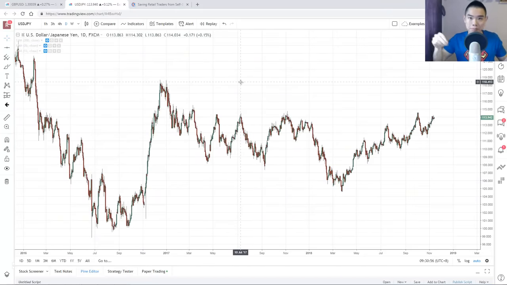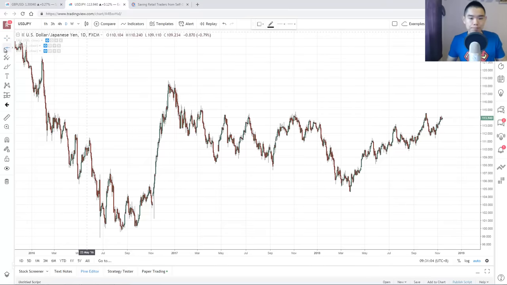It's like taking the red pill and blue pill. You take the blue pill, that's it, you're out of the matrix. You see the markets in a different light. So dollar yen, same concept. Zoom out already. Draw the most obvious levels.